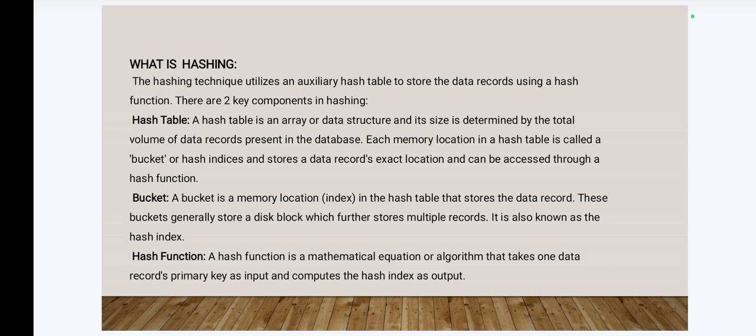Bucket. A bucket is a memory location in the hash table that stores the data record. These buckets generally store a disk block which further stores multiple records. It is also known as the hash index. Then hash function. A hash function is a mathematical equation or algorithm that takes one data record's primary key as input and computes the hash index as output.